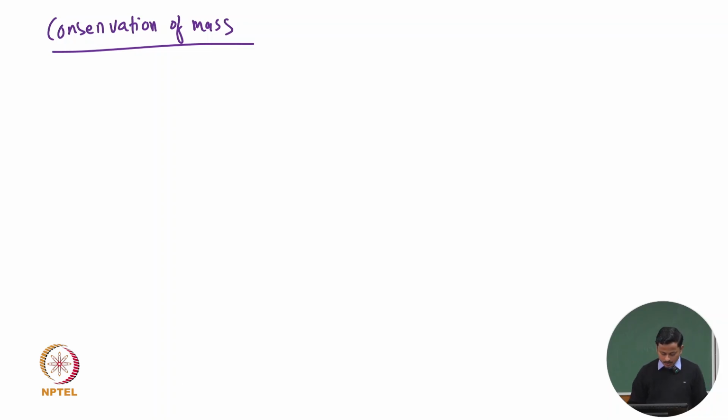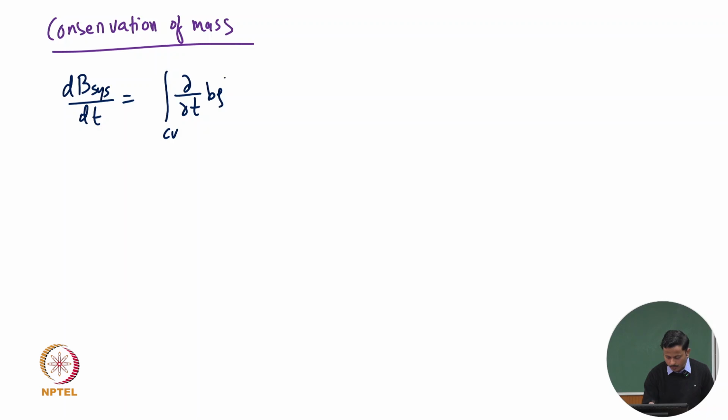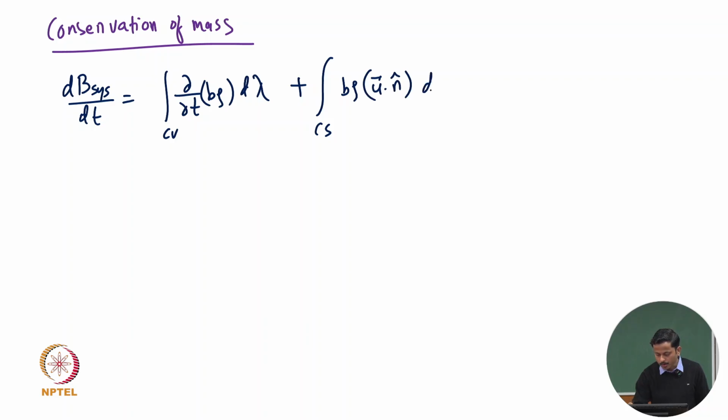In the Reynolds transport theorem, I'll write down the mathematical form again. dB system by dt is equal to the integral over the control volume of the partial derivative of this quantity b rho, plus the integral over the control surface of b rho u dot n cap dA.